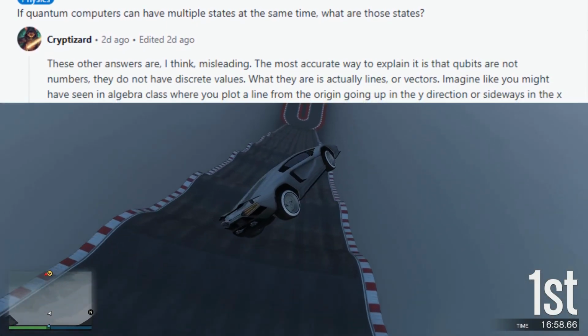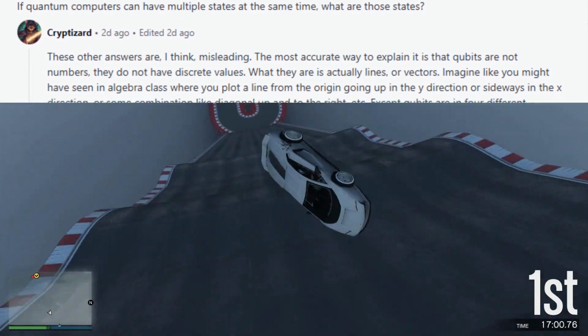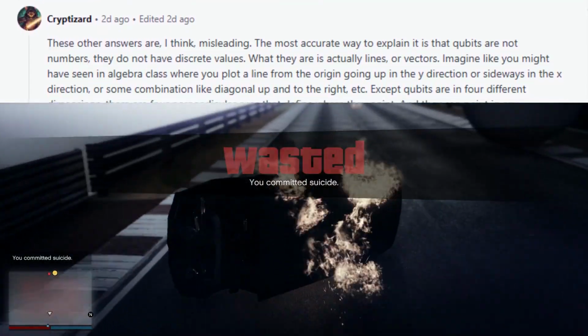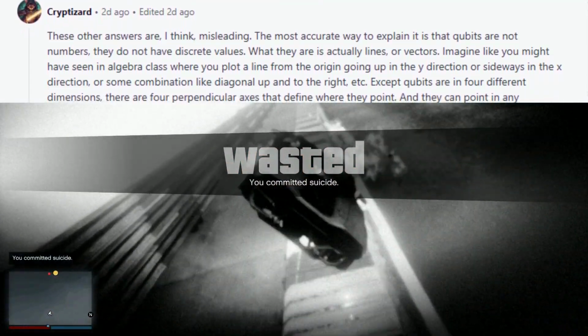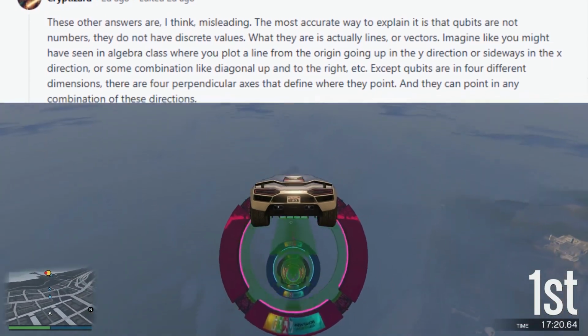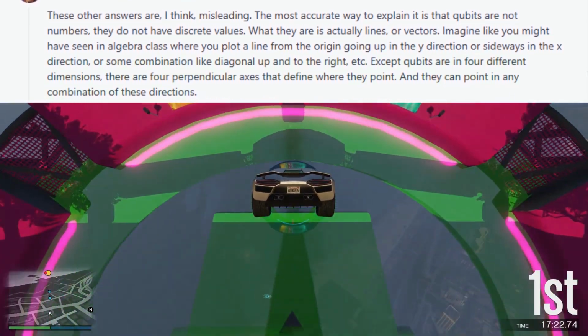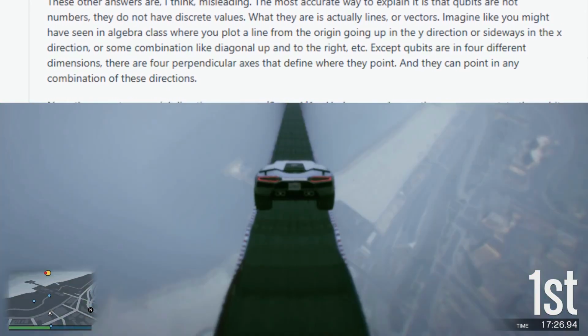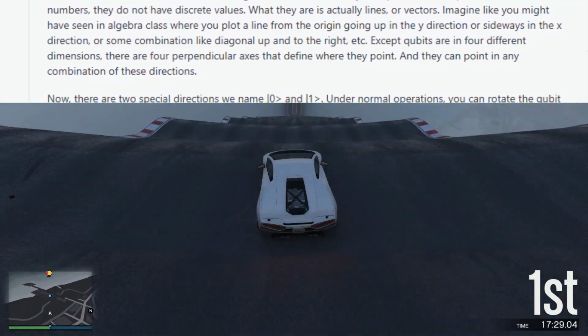What they are is actually lines, or vectors. Imagine, like you might have seen in algebra class, where you plot a line from the origin going up in the y direction or sideways in the x direction, or some combination like diagonal up and to the right, etc. Except qubits are in 4 different dimensions. There are 4 perpendicular axes that define where they point. And they can point in any combination of these directions.